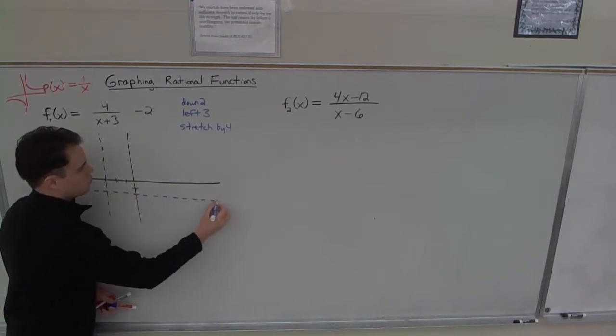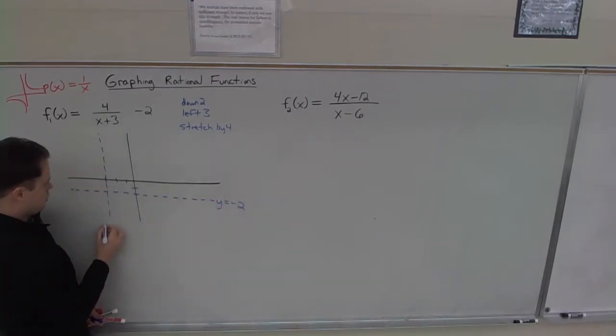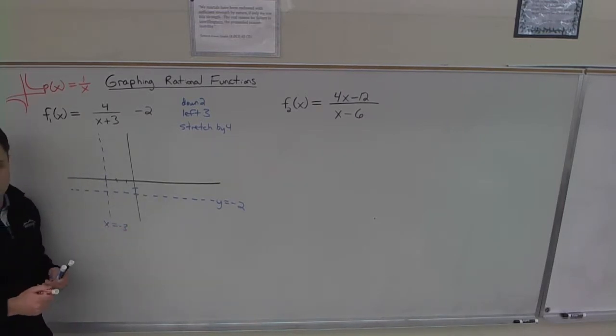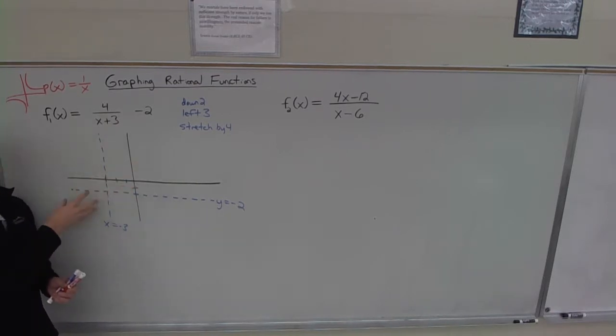You want to label them both. Y equals -2. X equals -3. Make sure you have your asymptotes labeled. If they're on my quiz or exam, you'll lose points. And then we know it's in quadrants 1 and quadrants 3.